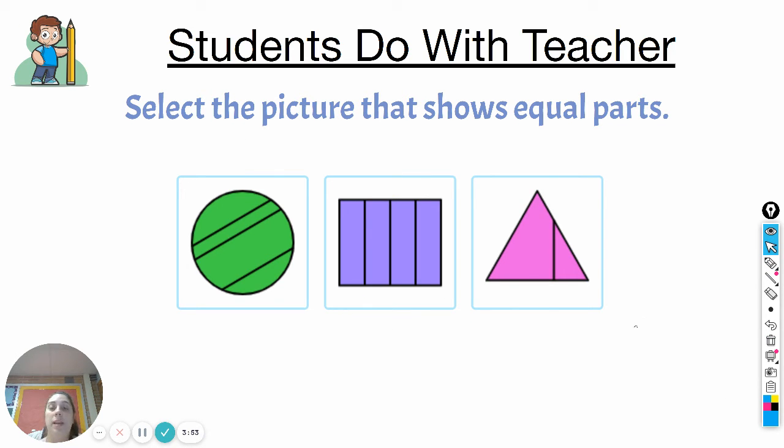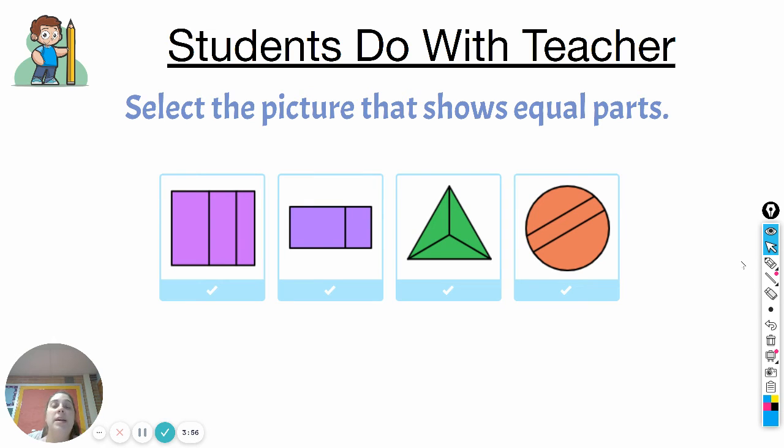Okay, let's look at one more example. Select the picture that shows equal parts. This time we have 4 different pictures. Picture number 1, picture number 3, and picture number 4 are all broken into 3 pieces. Picture number 2 is broken into 2 pieces. We know 2 pieces would be halves. And this does not appear to be broken in half. The line doesn't appear to be exactly in the middle.